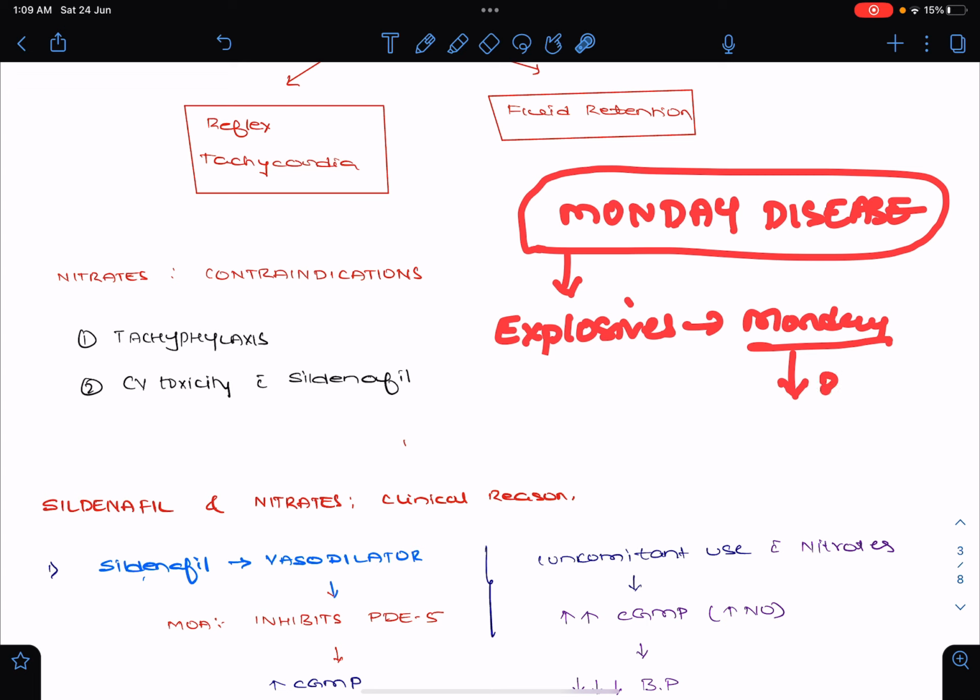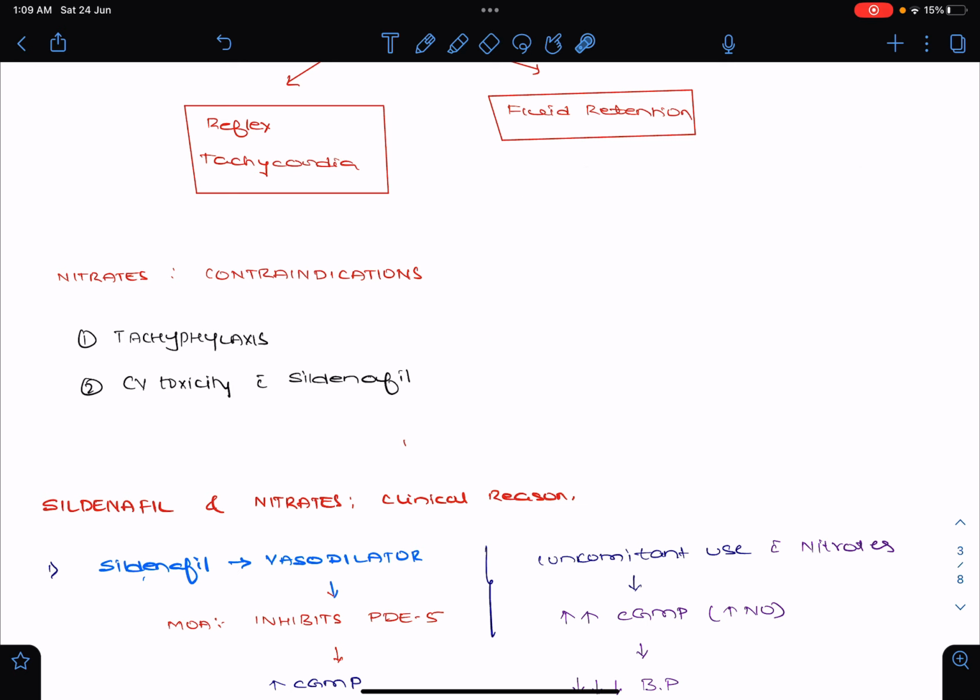Monday, after 2 days, there will be vasodilation leading to the pain, the anginal pain. So this will be relieved when the individual goes for a weekend holiday. On the Saturday and Sunday, there will be no exposure to the nitrates, thereby there won't be any pain or the hypotension.